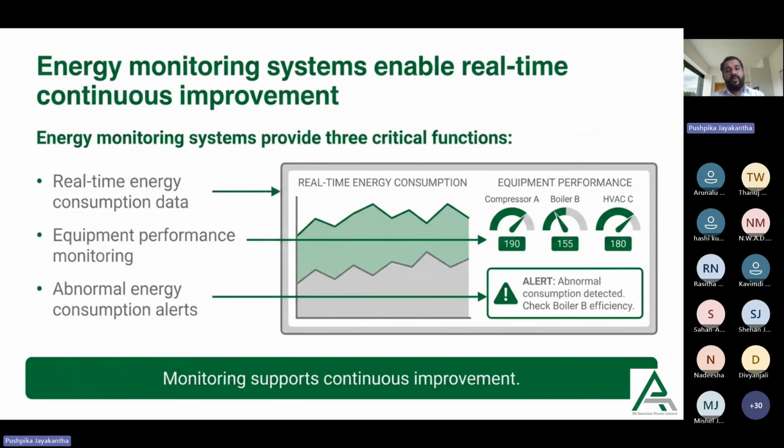Then the energy monitoring system. These systems provide continuous measurement of energy consumption. They typically measure electricity consumption, demand, power factor, operating hours, and in some advanced systems, more. They provide automated alerts when abnormal consumption patterns are detected. So this energy monitoring is essential for continuous improvement in energy performance.